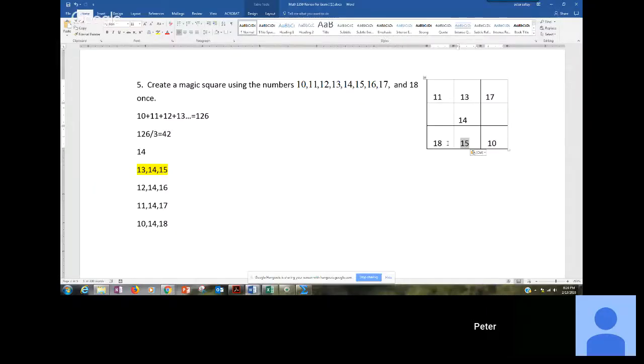The whole idea of a magic square is to demonstrate problem solving and show that if you do get stuck, there is a light at the end of the tunnel.